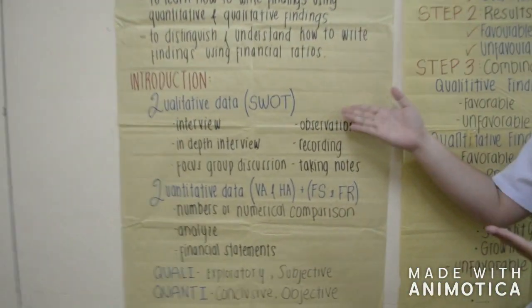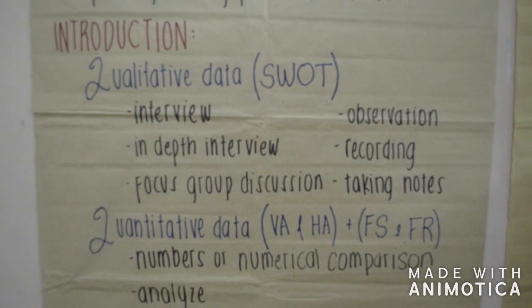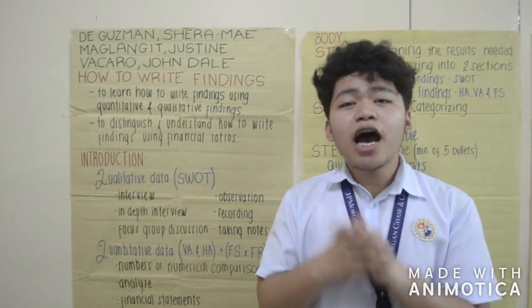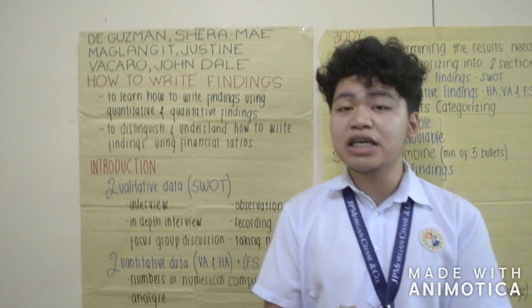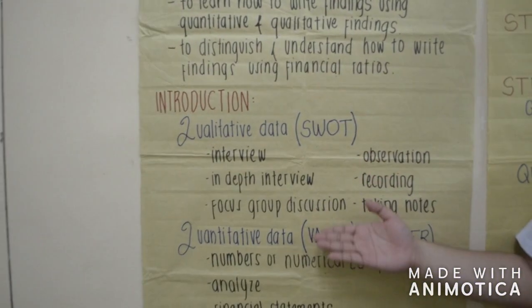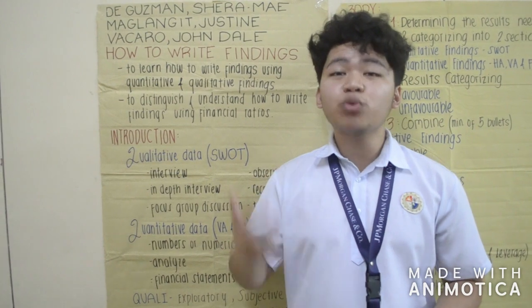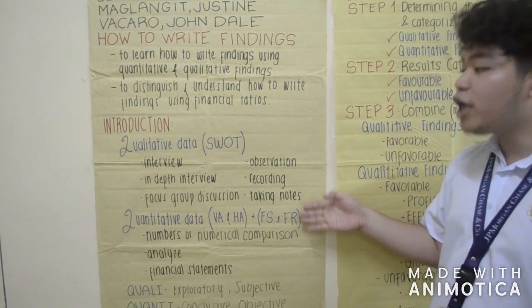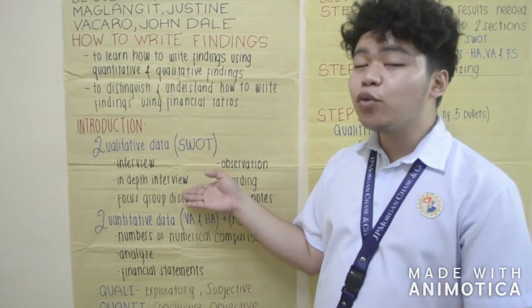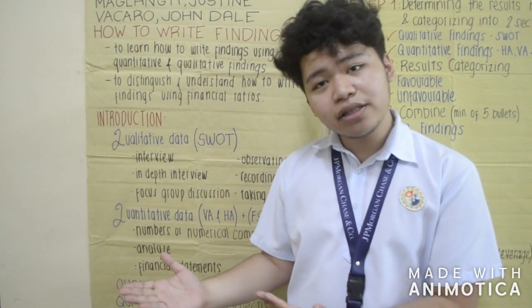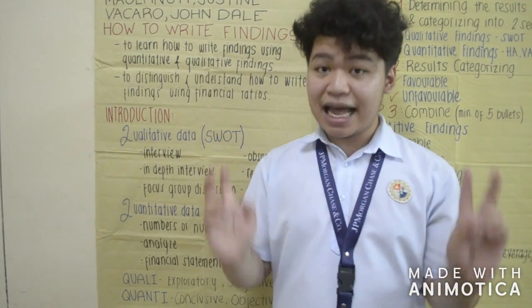So, how do we write effective findings in a research paper? First, we should discuss the differences between qualitative data and quantitative data. Qualitative data is short for quality data. It is the acquisition of information. The most common forms are interview, in-depth interview, focus group discussion, and observation. With these four common types, there is a more efficient way to improve this with the help of recording and taking notes while you are observing, discussing, or interviewing another person in a company. On the other hand, quantitative data is short for quantity data.